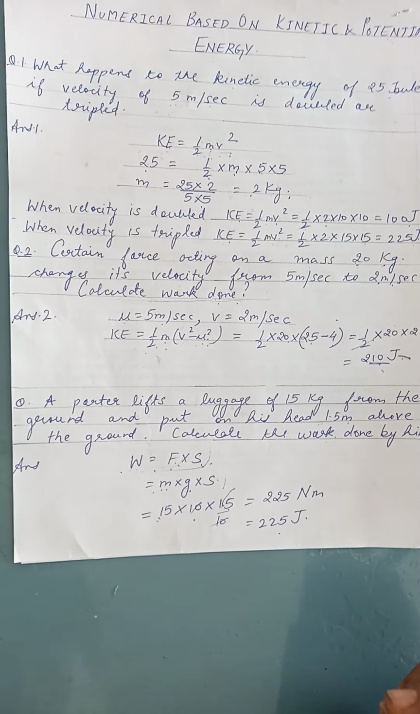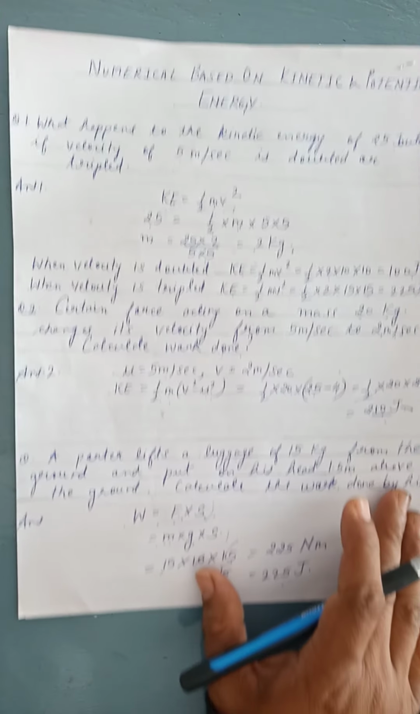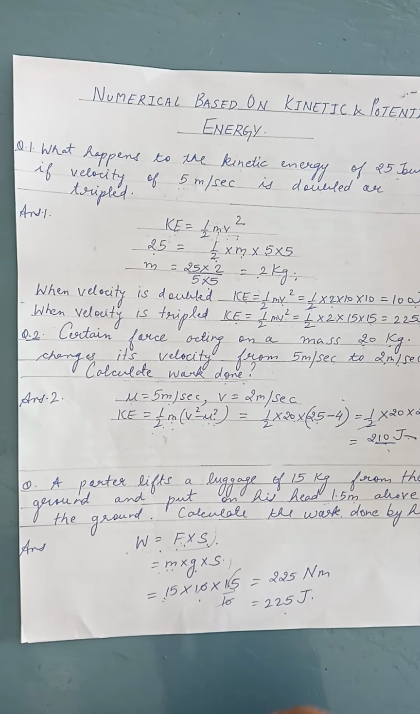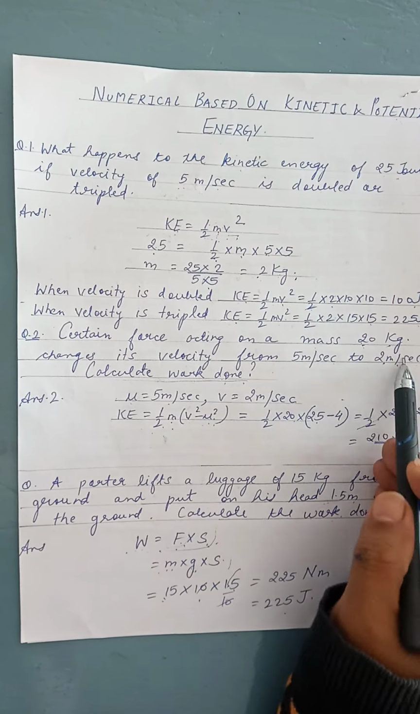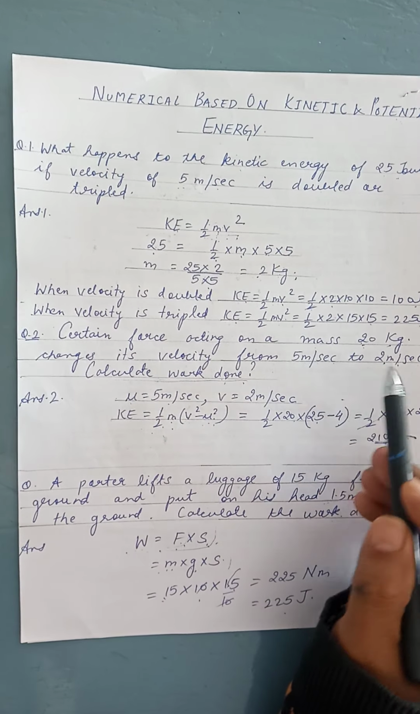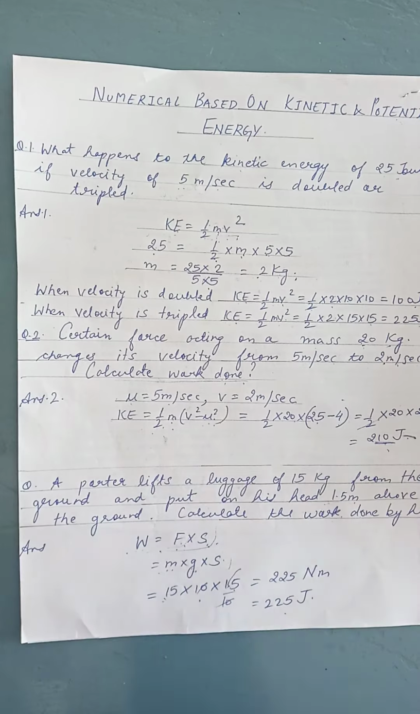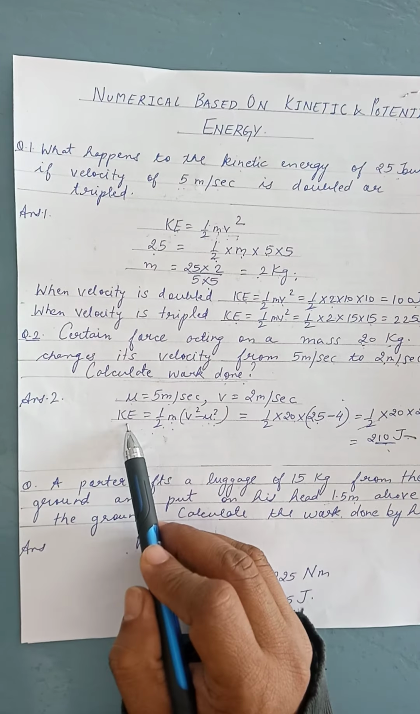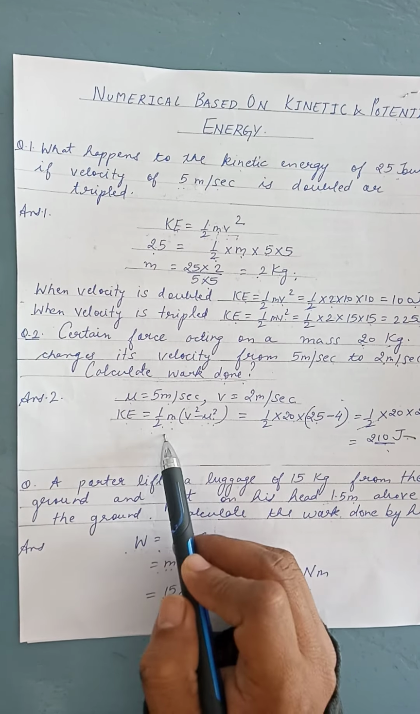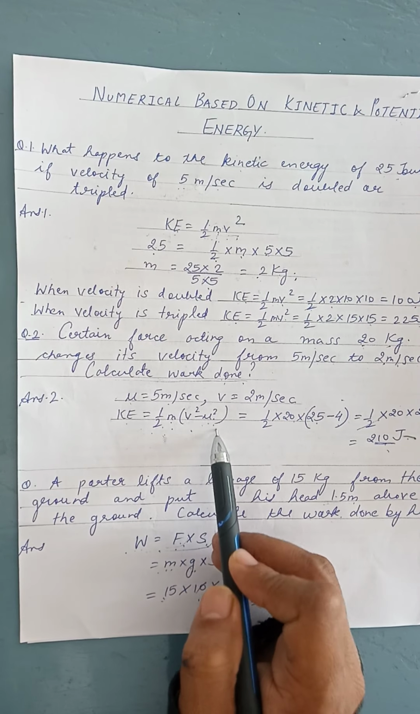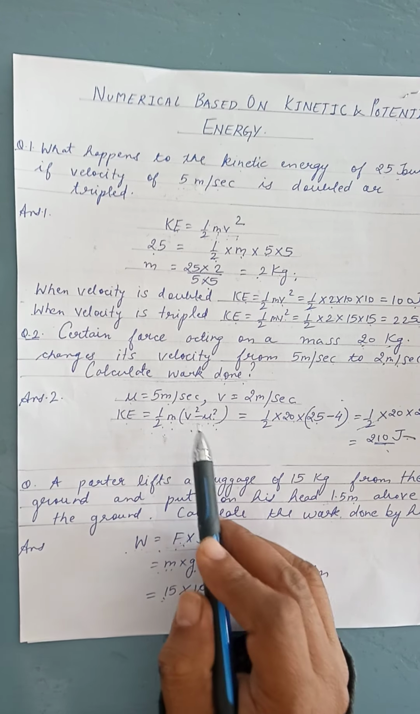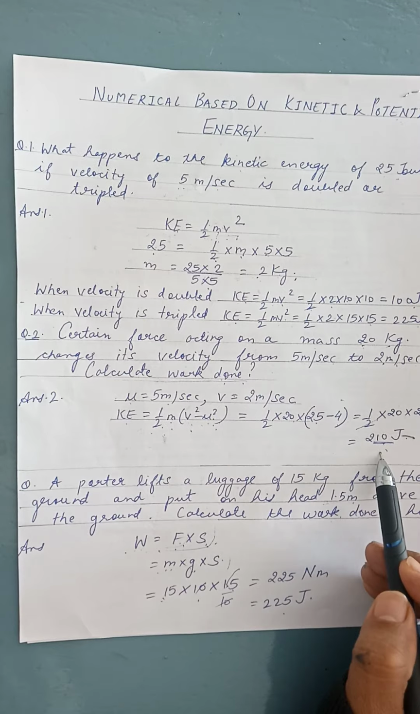So like this you have to solve the numerical, and before starting the numerical you should understand, write the given condition, and decide which formula is to be used. When two velocities are given, like the initial velocity and the final velocity, you always have to use this formula of kinetic energy, half m into v square minus u square, so that when you substitute the values you can easily get the answer.